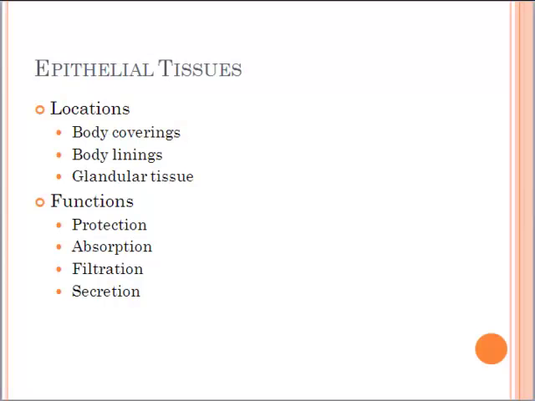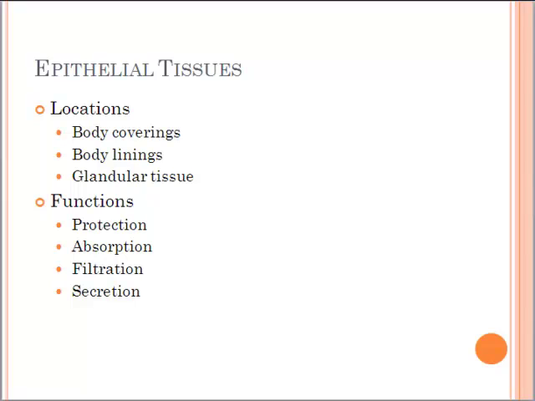Some of the characteristics of epithelial tissues. First, where are they found? Body coverings, body linings, and glandular tissue. That's where we find epithelial tissue. So when you look at somebody, what you're seeing is epithelial tissue. The outer layer of our skin is all epithelial. Epithelial tissue provides this covering, and it's our barrier to the outside world as an organism as a whole. When we were talking about the cell, we said that the plasma membrane is a barrier for the cell. Epithelial tissue forms that covering that forms this barrier with the outside world.